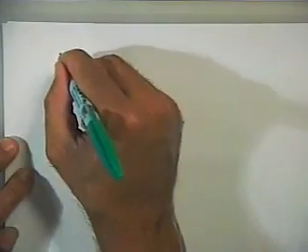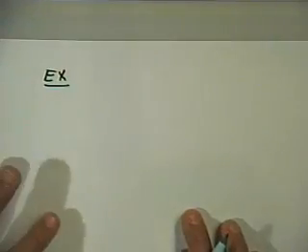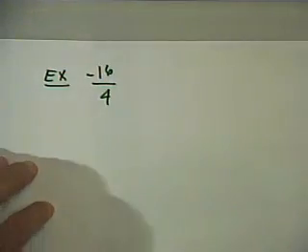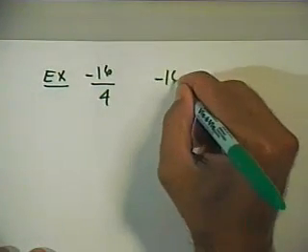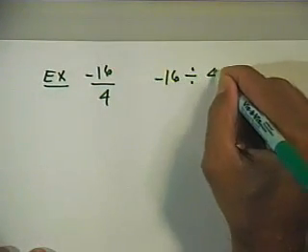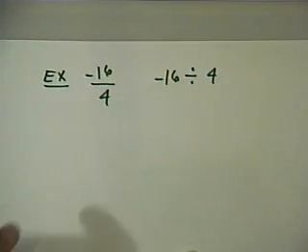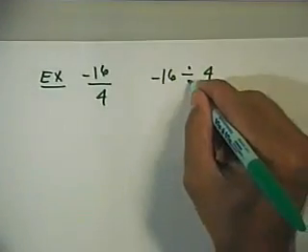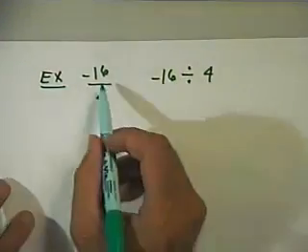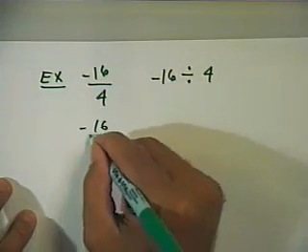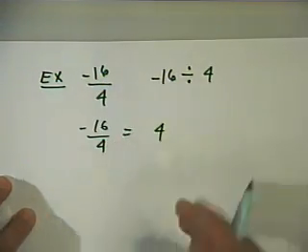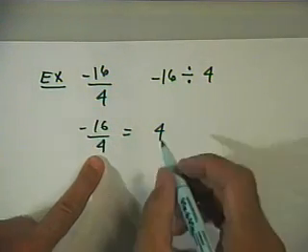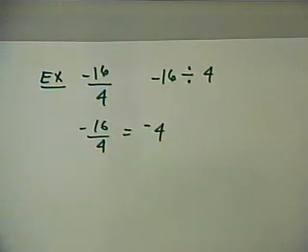Now, there's a couple different ways we can write division. How about negative 16 over 4? Now that's the same thing as negative 16 divided by 4. So we can really think of this in two different ways, kind of as a fraction or in the traditional division symbol that you used way back when. Okay, so 16 divided by 4 was 4. Well, what's the sign going to be? Since we're taking a negative divided by a positive, they're different, so the resulting answer is going to be negative.